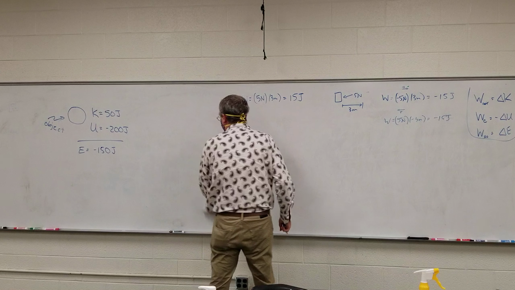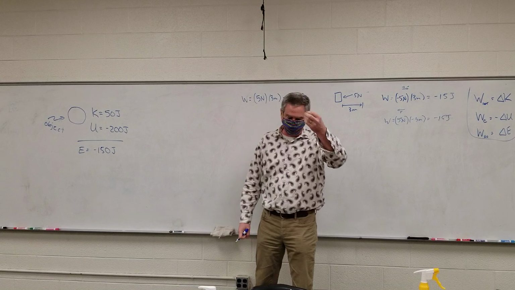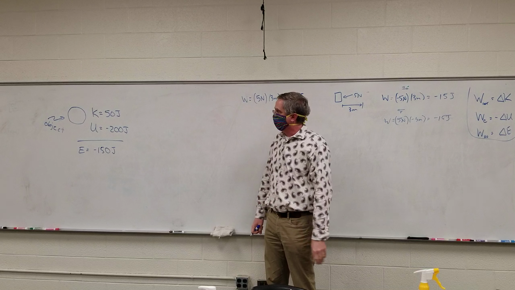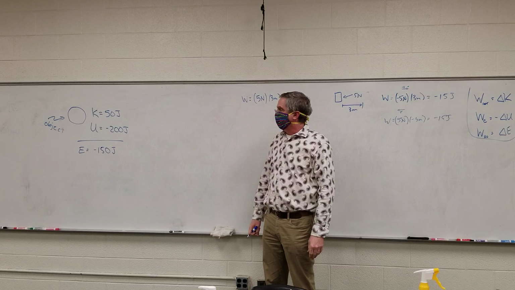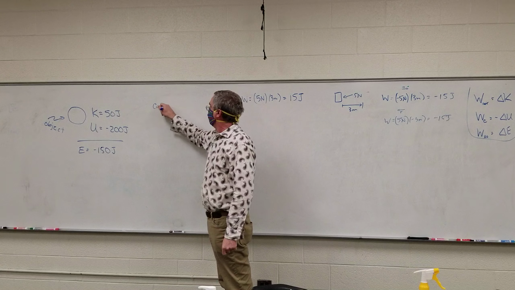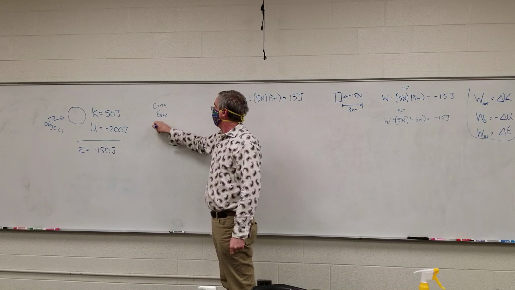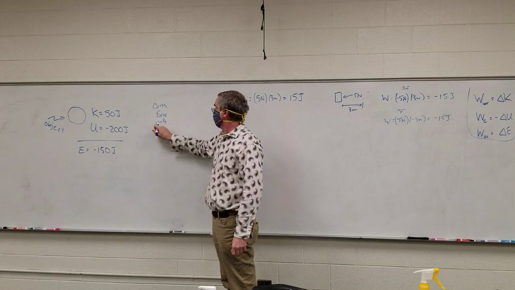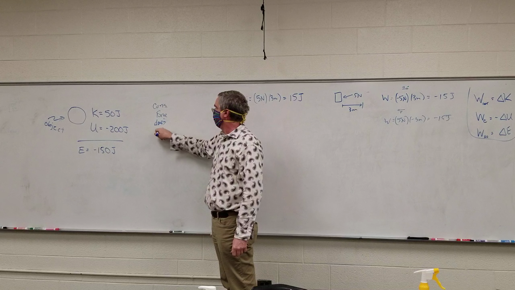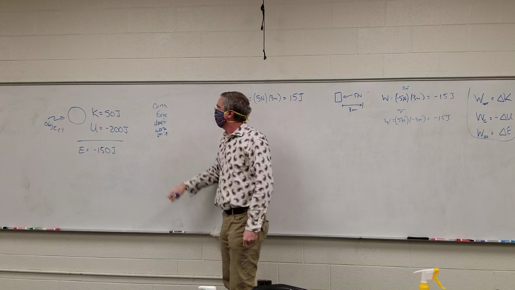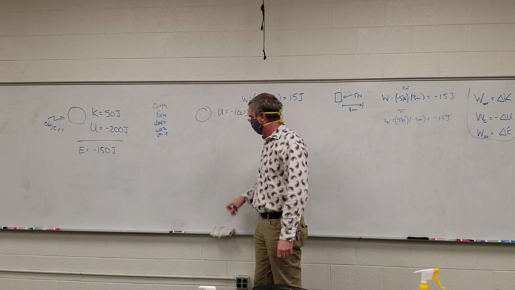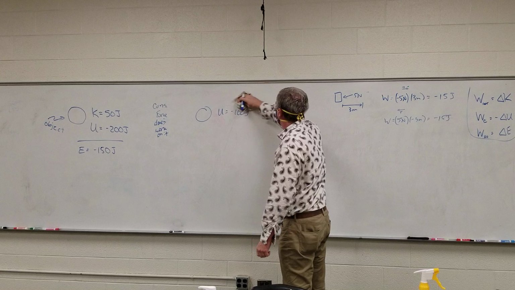A conservative force acts on it. So you can imagine that there's gravitational force acting on it, or an ideal spring is pushing against it. So a conservative force acts on it, does work on it. I like that wording better. Conservative force does work on it. And after that, the potential energy is now negative 100 joules. What is the kinetic energy?